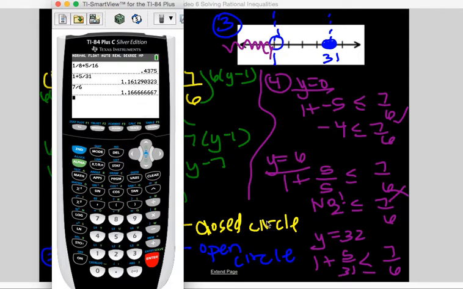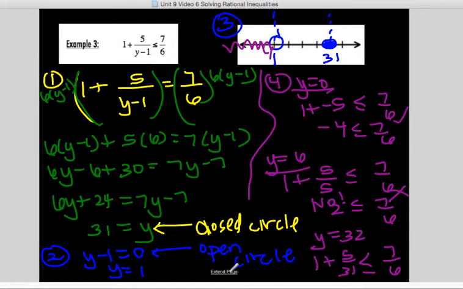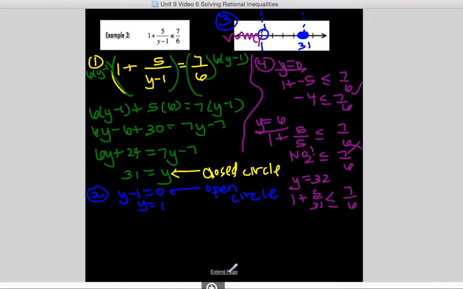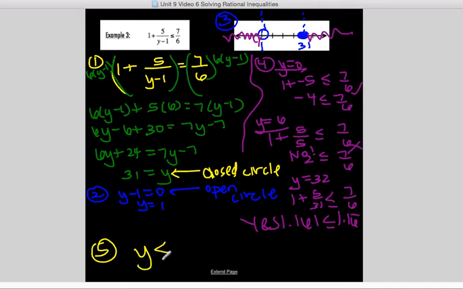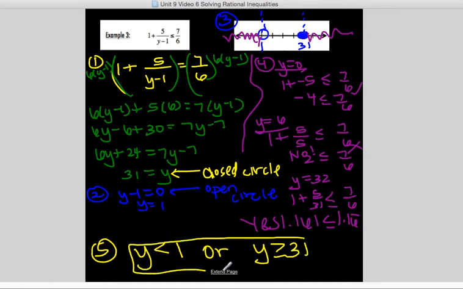So does it satisfy the inequality? Yes, it does. So if we want to write it out, this is really 1.161. Is that less than or equal to 1.16 repeating? Yes, so we would shade this way. Now you need to write your answer down. So this takes you back to first trimester. It's when y is less than 1, or when it's broken apart, remember it's an or, when y is greater than or equal to 31. So there's my compound inequality using or.